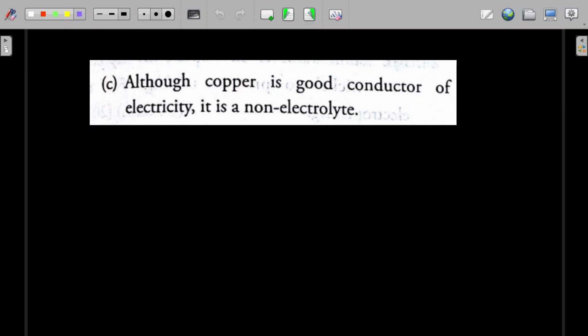Although copper is a good conductor of electricity, it is a non-electrolyte. Dhanesh, can you tell me what is the reason for this? Then why is it a good conductor of electricity? Right. That point we have to say. See, when we are talking about copper, copper is a metal, right? It is not a compound, it is an element. Copper will conduct electricity, or metals do conduct electricity because of their mobile electrons. Means the electrons in them keep on moving from one atom to another atom. So in that process, they conduct the electricity.